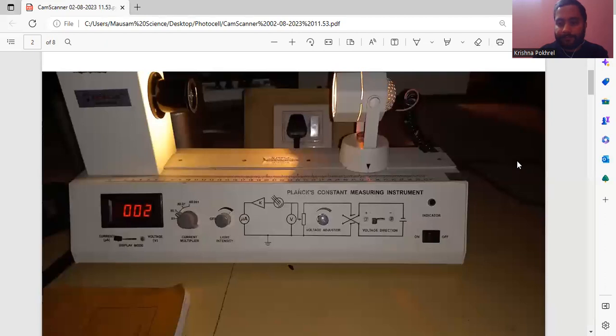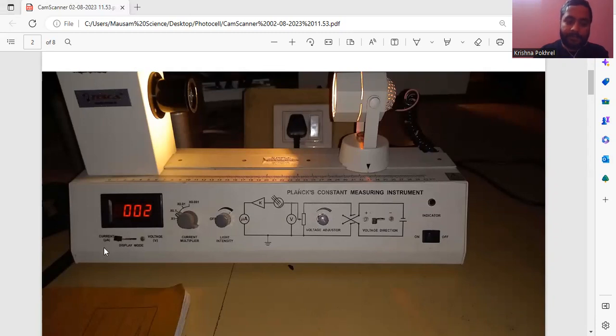Here it is. This is a Planck's constant measuring instrument. Here is a light source. Whenever you turn on the switch, the light emits from the light source, and this is a small hole, and inside there is a photocell. When the light hits the photocell, electrons can be ejected in a circuit, and the circuit detects a current.